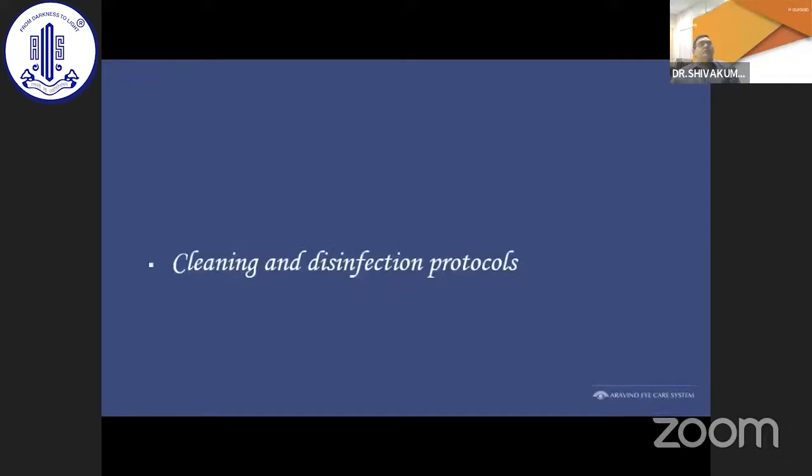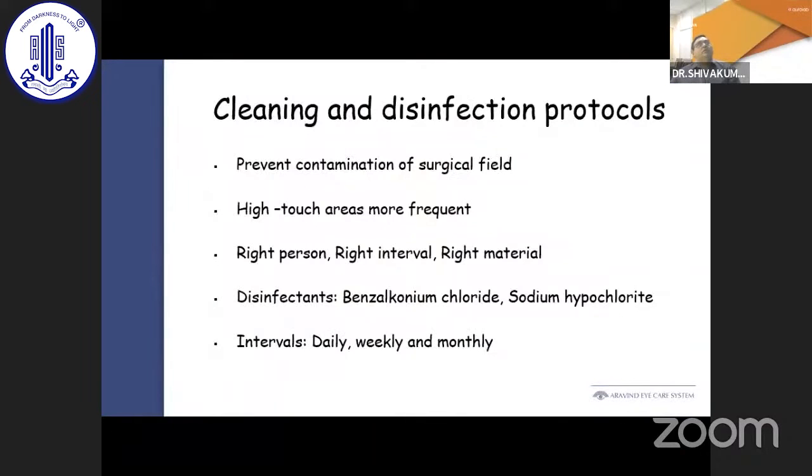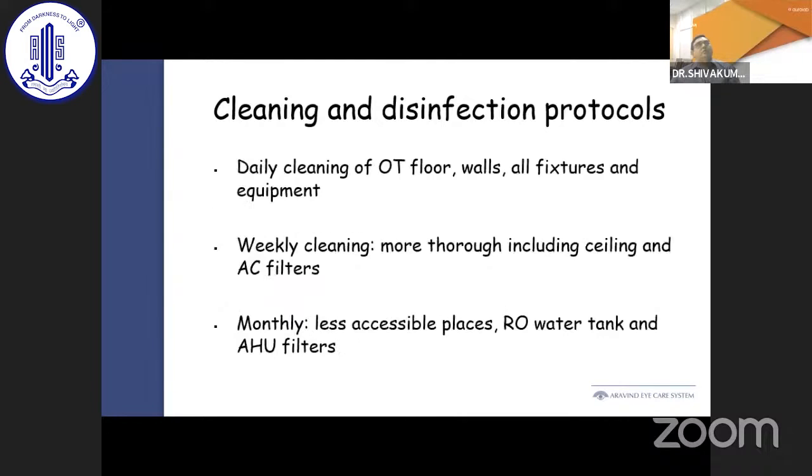So we come first to the cleaning and disinfection protocols, and we know that this is to prevent the contamination of the surgical field. And we know that the high-touch areas in the operation theater should be cleaned more frequently by the right person. That is the person who is well trained to do this at the right intervals, depending upon whether they are high-touch or low-touch areas, and with the right material. The commonly used disinfectants contain benzalkonium chloride or sodium hypochlorite, and the intervals can be daily, weekly, or monthly, depending upon the status of the area.